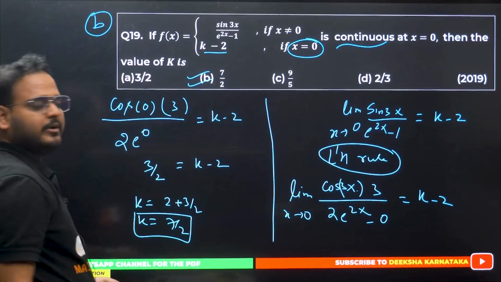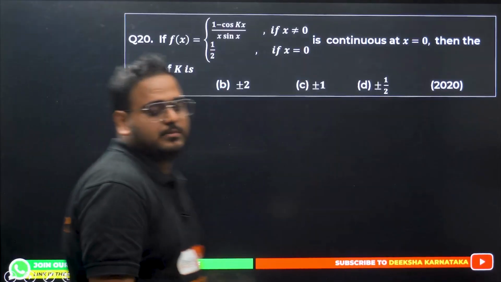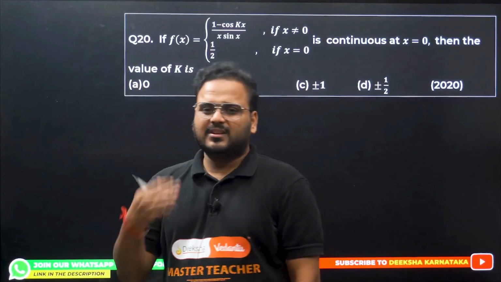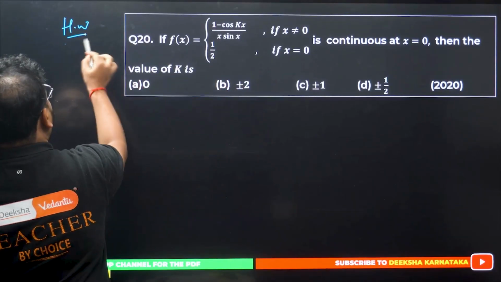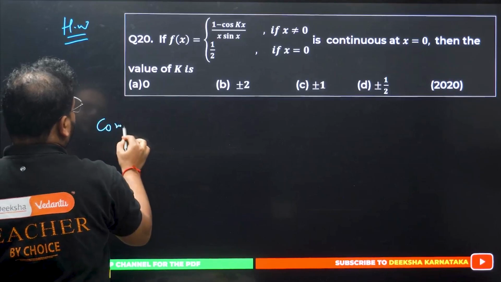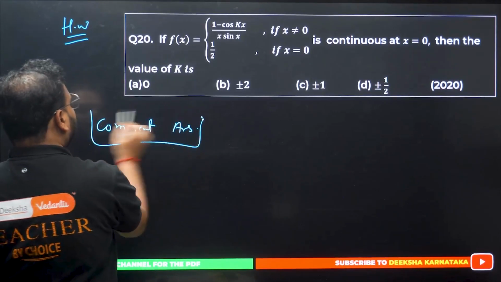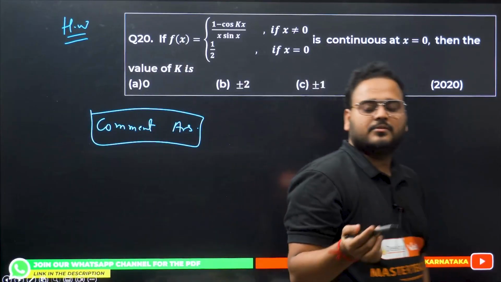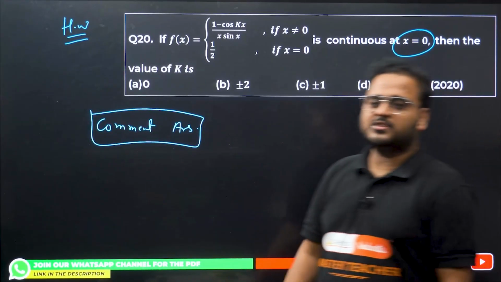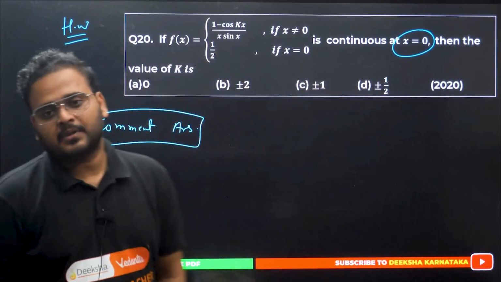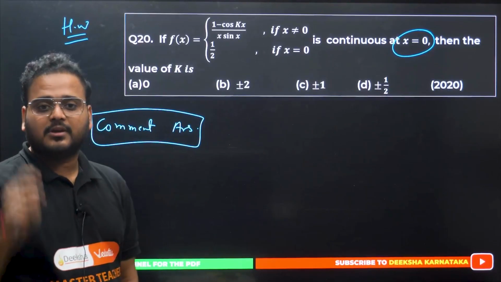Moving to question number 20. Similar question, let's solve this as homework for all of you. Solve it and comment your answer. Same thing, continuous, they have given us at point x equals to 0, so limit will be equal to the function value at 0. Download the class notes, if you want you can pause it over here, solve and give me the answer in the comment section right now.